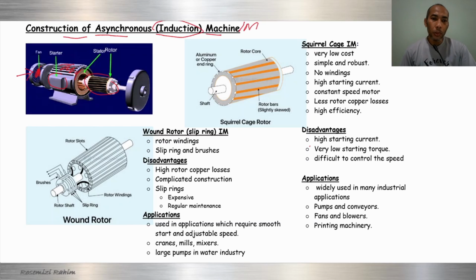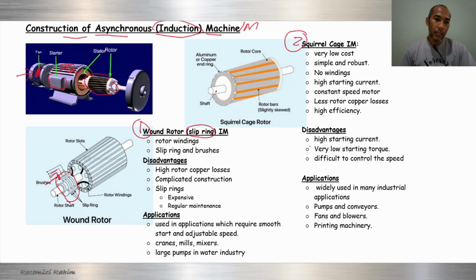So there are two types of rotor. First is the wound rotor, and the second type is the squirrel cage rotor. The wound rotor is sometimes called a slip ring induction machine, because a wound rotor has slip rings. We can see the slip ring here. When there is a slip ring, there will be brushes to make contact between the rotating part and the external part.